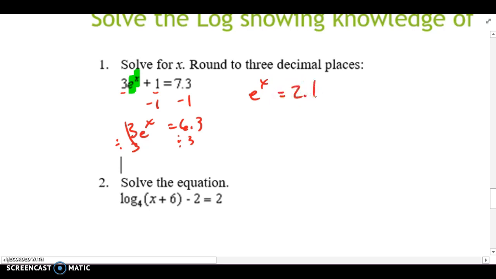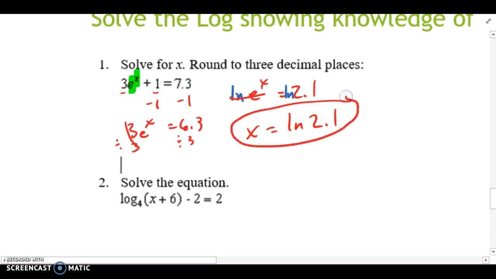From here, now we can get rid of the base. The opposite of a base is a log, so we're going to use log e, but log e doesn't exist. What exists is natural log, or ln. And what that's going to do is it's going to cancel these, so I'm left with x equals the ln of 2.1. That's a fantastic answer.